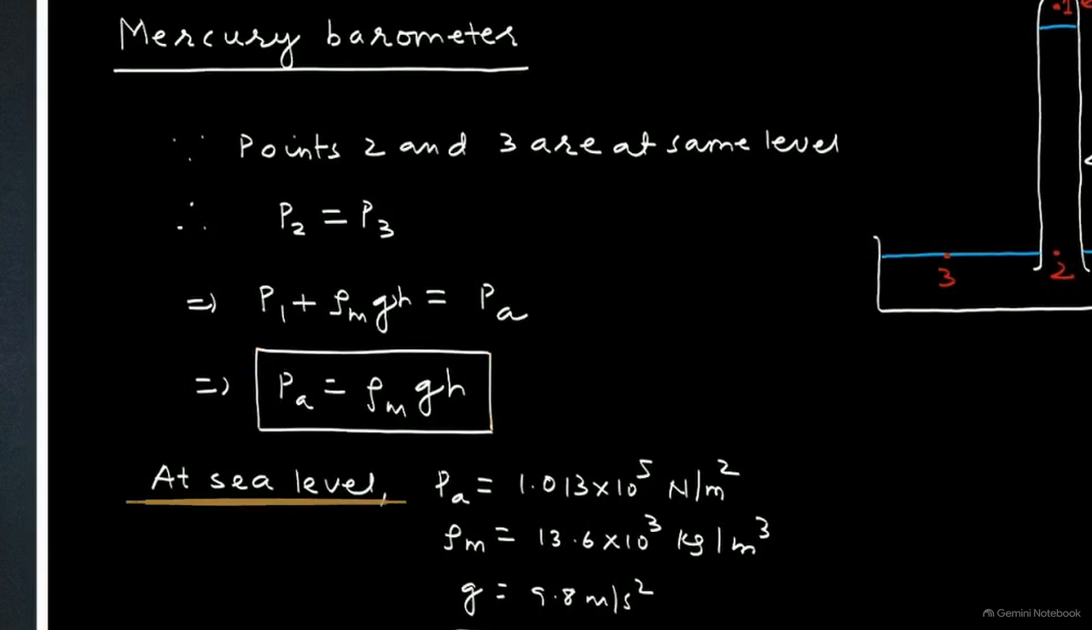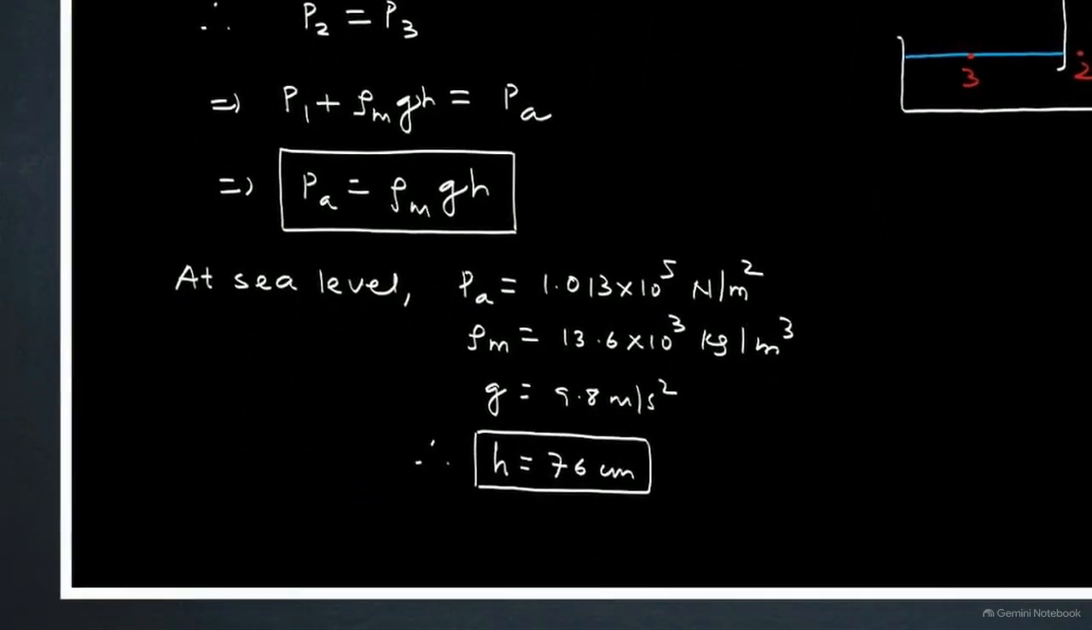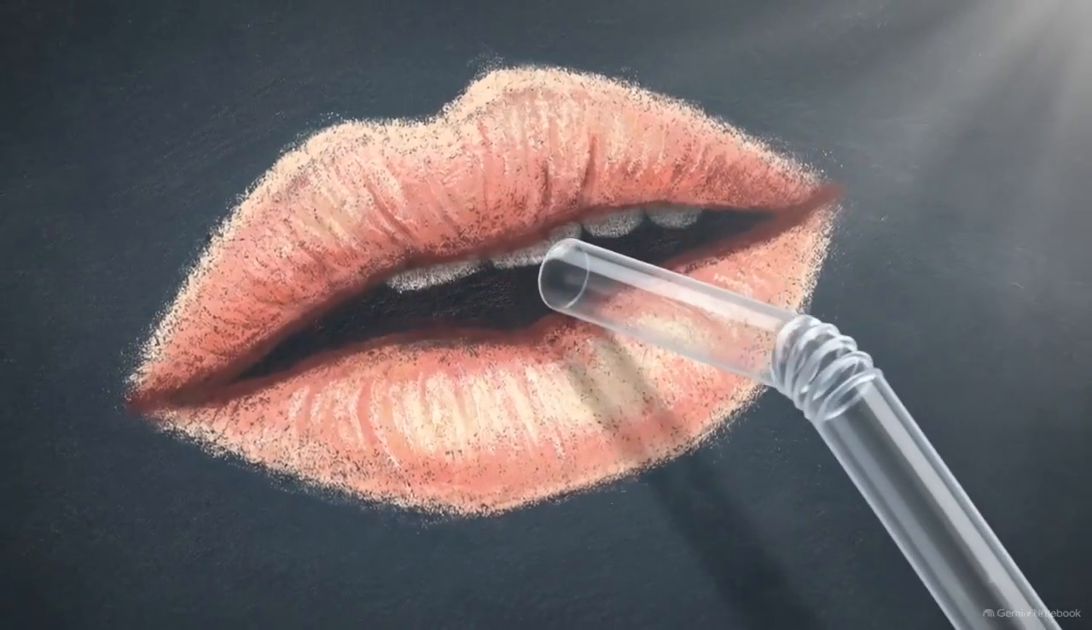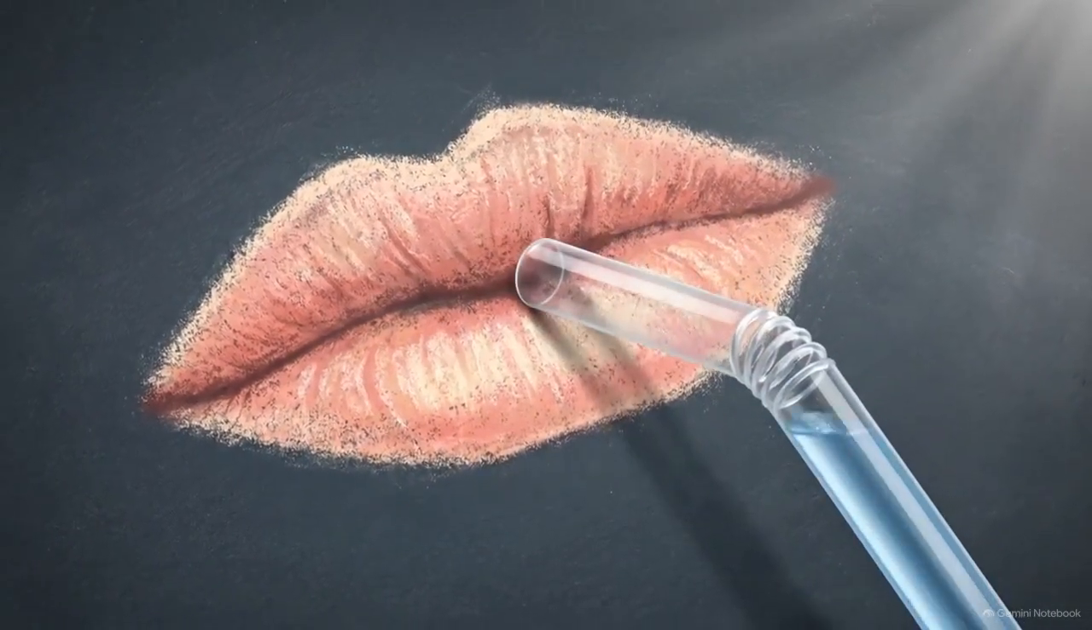At sea level, we insert the known constants for atmospheric pressure, the density of mercury, and gravity. Solving for h, the equation predicts a column height of exactly 76 centimeters. The 76 centimeter mark represents the precise mathematical equilibrium where liquid density balances the weight of the atmosphere. This same equilibrium governs the biological action of drawing water through a straw.